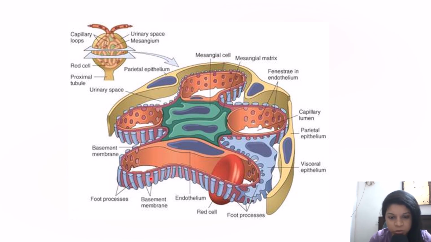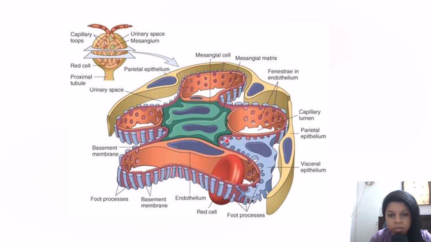The visceral epithelium of the Bowman's capsule is the one which you see in blue color, which forms foot processes that are called podocytes. So this visceral epithelium is formed by these blue color cells and it has podocytes. And that is Bowman's capsule. The space between this visceral and the parietal epithelium is called the filtration space or the urinary space present in the glomerulus.